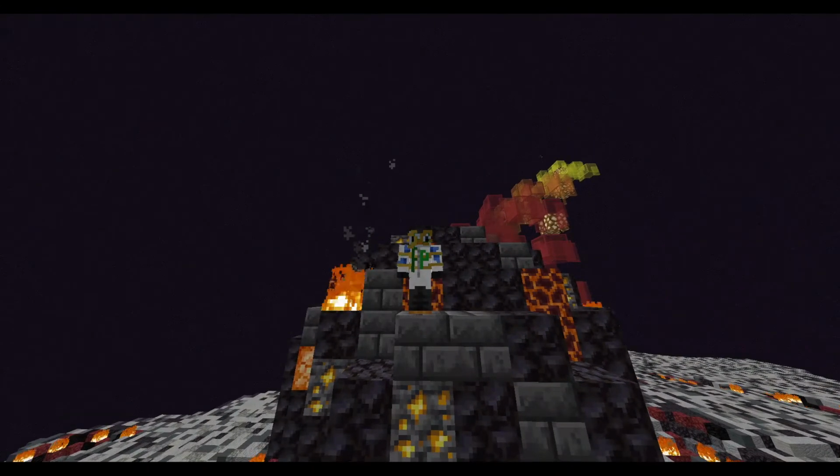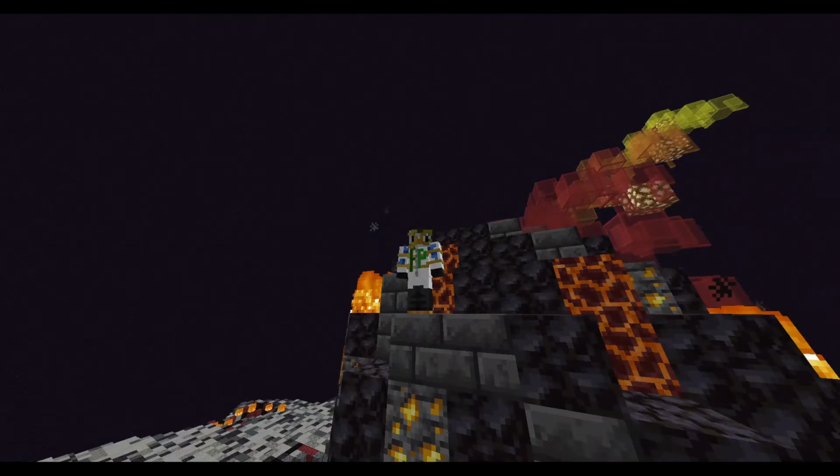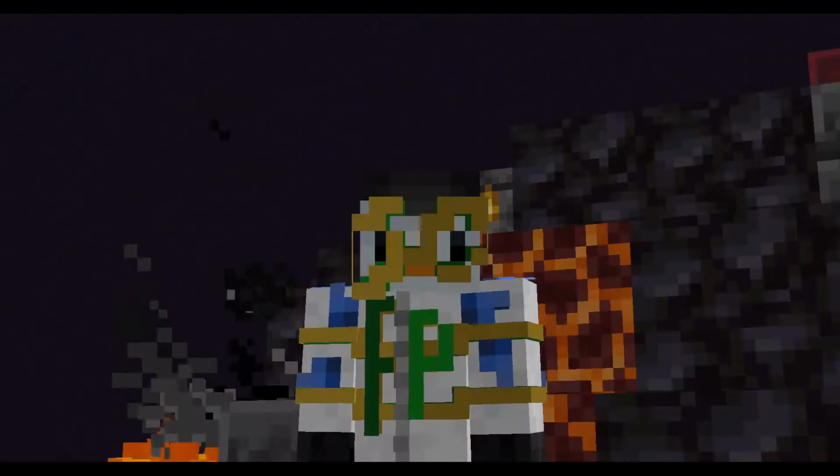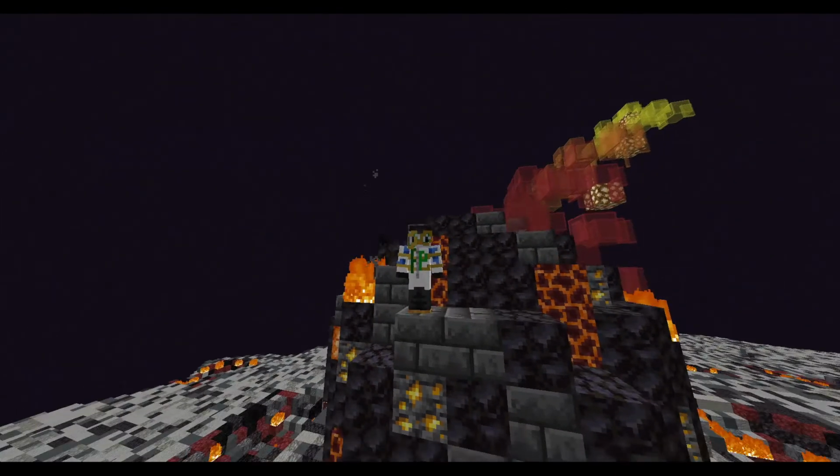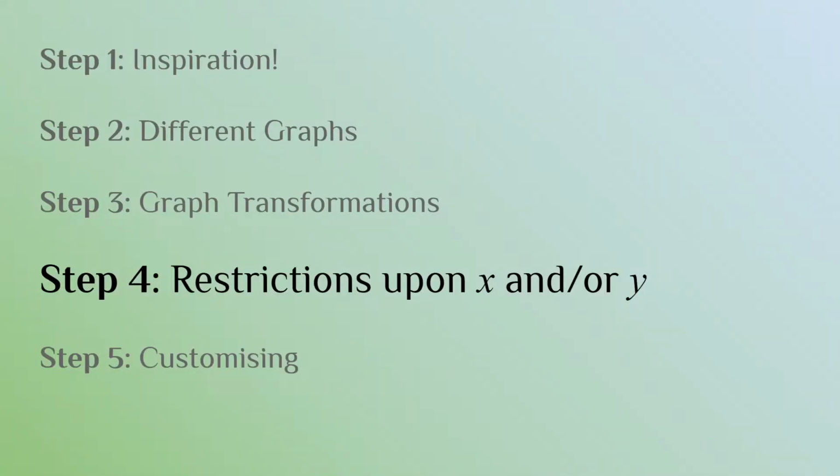And that's it for moving shapes around and molding our graphs. Now we have a, dare I say, infinite amount of unique shapes we can graph. Now it's time to make sure they don't overlap. Now that we have our general shape, we can restrict x and maybe y if we want to sort of cut off our graph at some place.